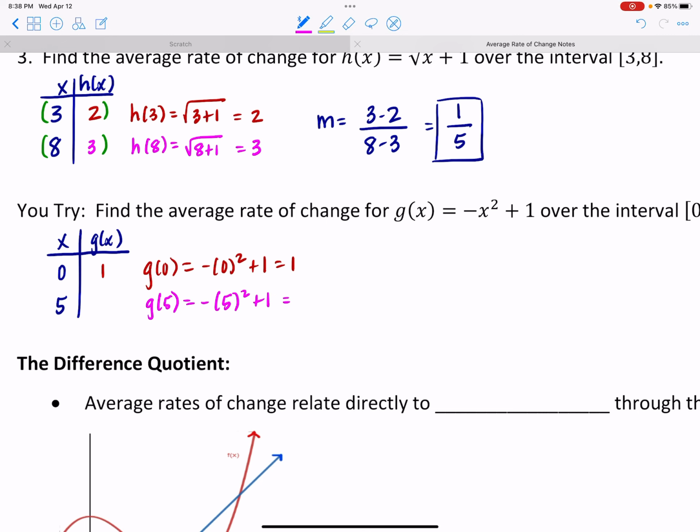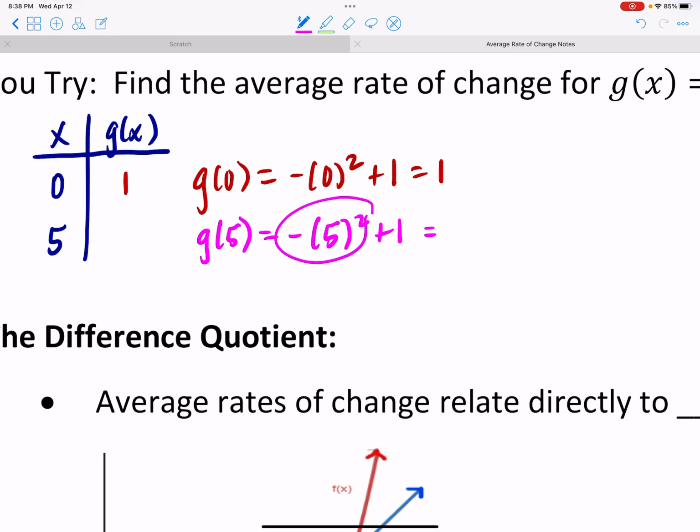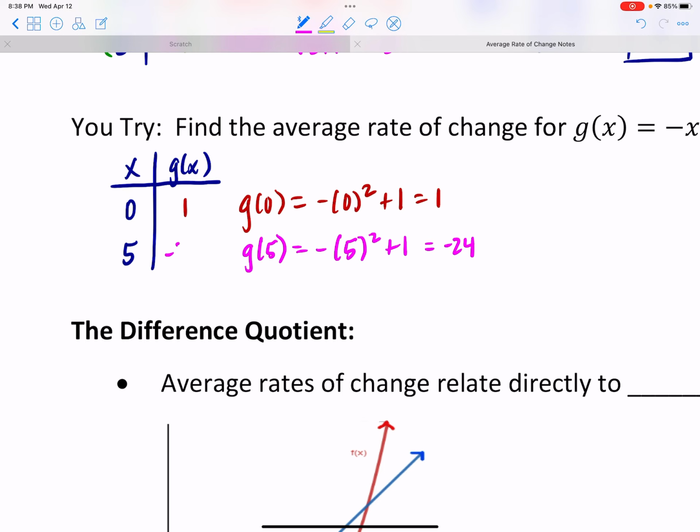And be really careful on this. Remember when you're inputting numbers, you want to use parentheses. I'll see a lot of mistakes happen with this piece right here. We are squaring the 5, not the negative, and exponents have to happen before multiplication. So we're not squaring -5, we're squaring 5 and then multiplying by a negative. So that's going to be a -25, and then when we add 1, we get a -24. So my second output's going to be a -24.